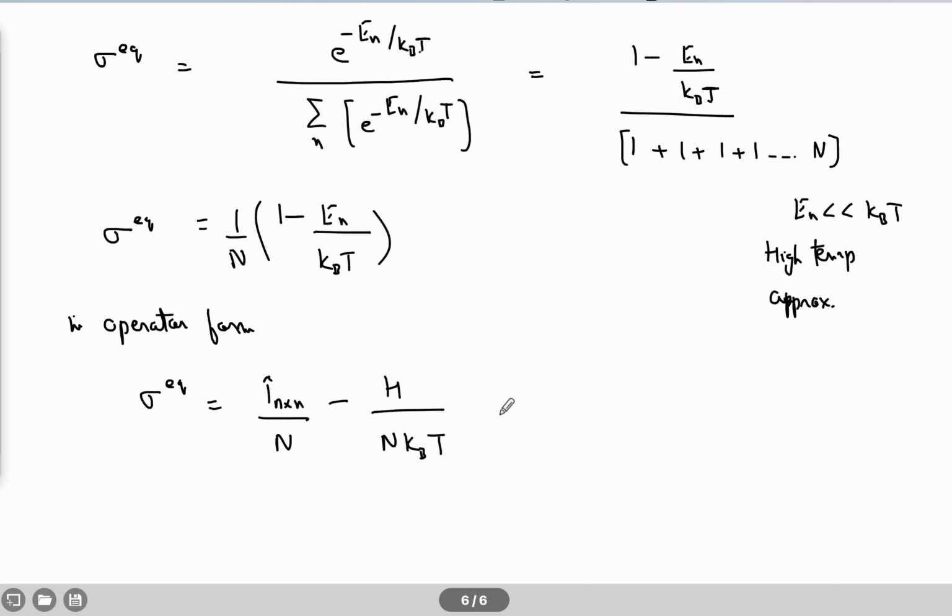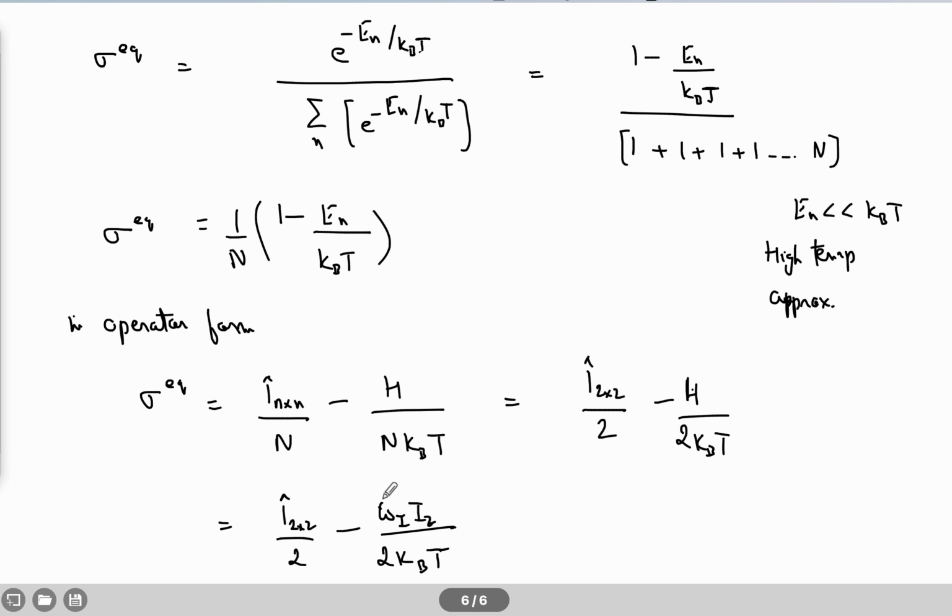So for a spin half system, this will be the identity operator of order 2, because the total number of states will be 2, divided by 2, minus Hamiltonian over 2 kBT. This is nothing but the number of states. This is the form of the equilibrium density operator. Now this can be further simplified: the 2 cross 2 identity divided by 2 minus H can be written as omega I Iz divided by 2 kBT.